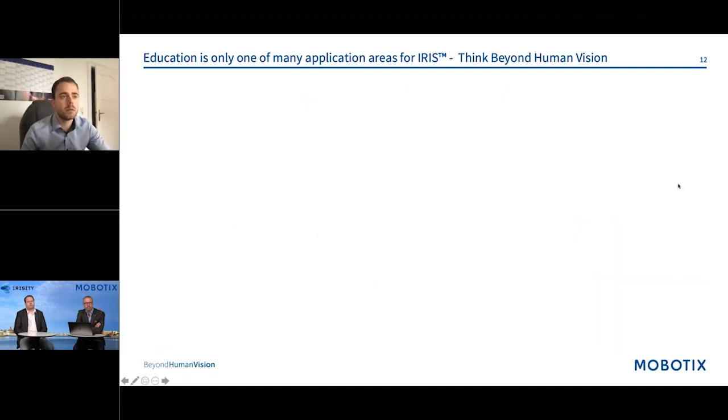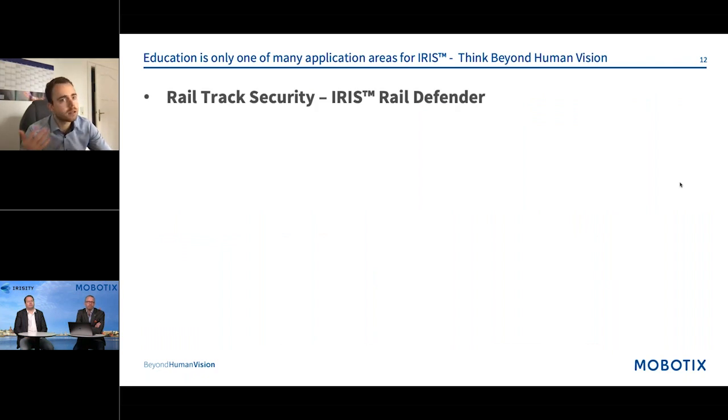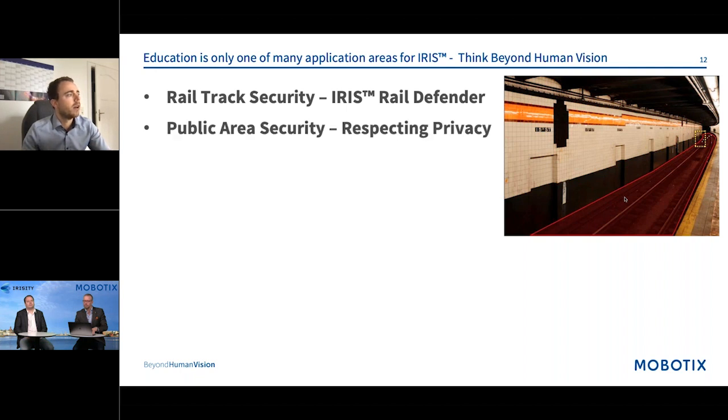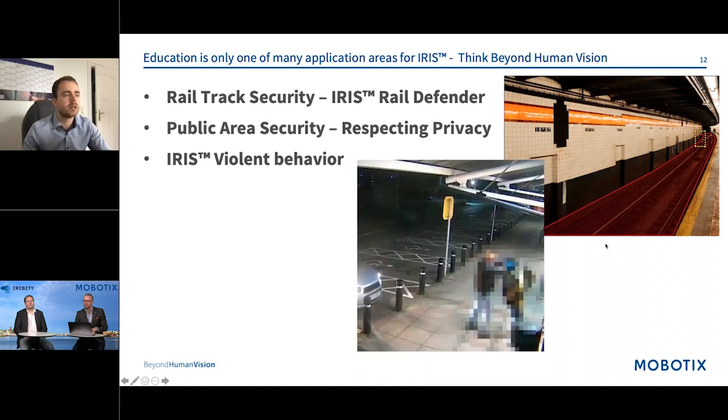Let me just also maybe show you one or two things that caught my eye in the beginning when working together with Irisity. It's actually the Iris Rail Defender. Really smart application. You can also see the zone here, just as you saw it in the school. You can see it here on the rail, and of course that can save lives. No question about that. But again, all kinds of public areas where privacy needs to be respected can be really well covered with this kind of solution.